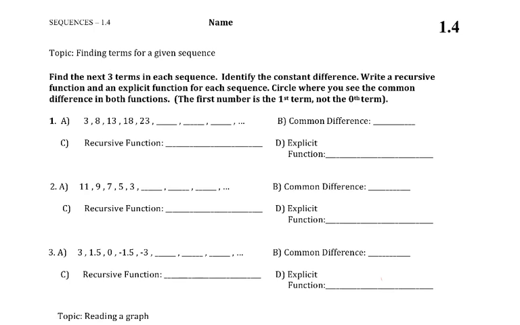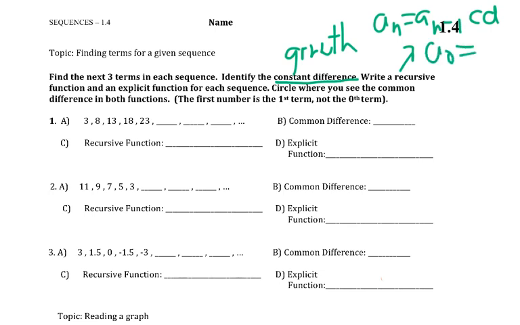Math 1, sequences 1.4. So let's deal with some sequences here. We want to find the next three terms, identify the constant difference, also known as the growth, and write a recursive function and an explicit function. Remember, the recursive is going to be a sub n equals a sub n minus 1, and then that common difference, or the growth, and a sub 0 equals, we go back to that starting term.